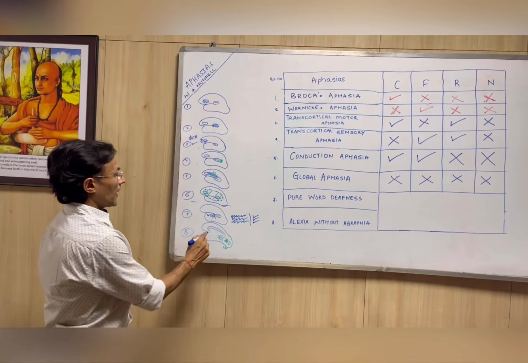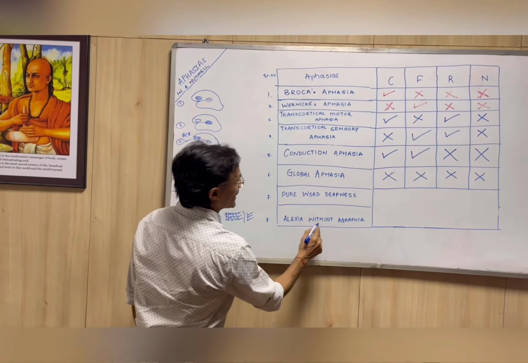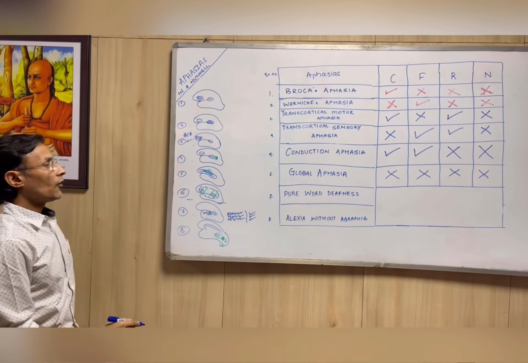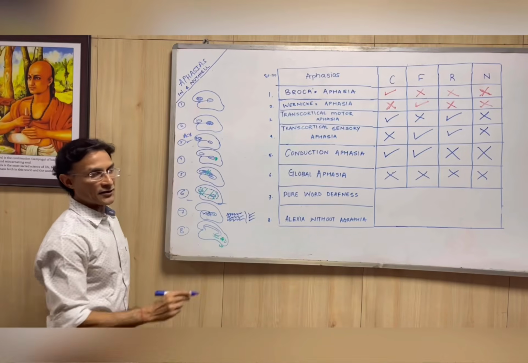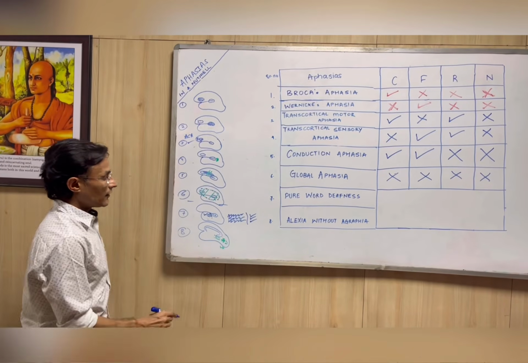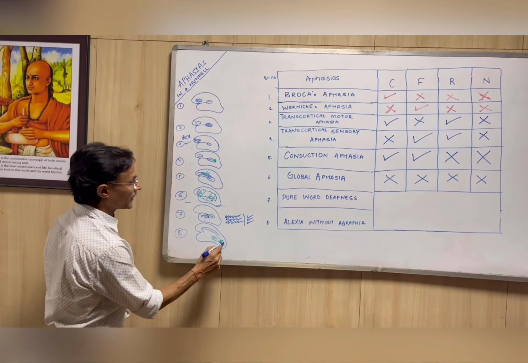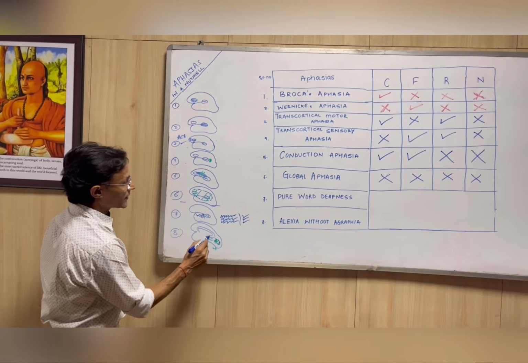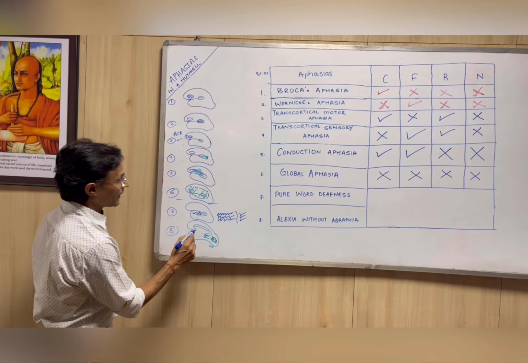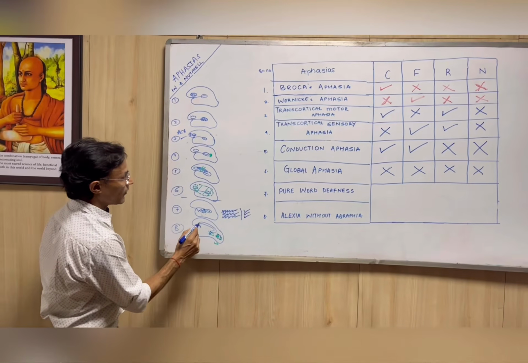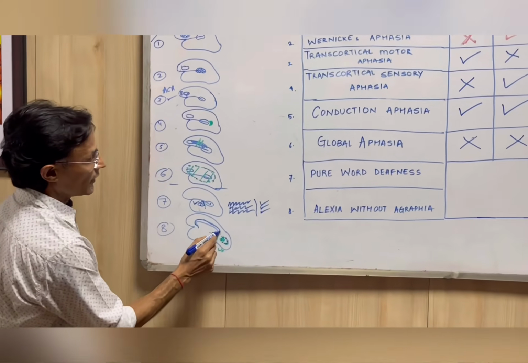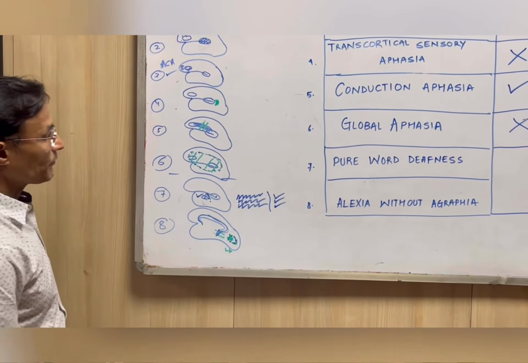Lastly, another is alexia without agraphia, or pure word blindness. Here, in the left dominant hemisphere, the lesion is in the occipital cortex and in the splenium of the corpus callosum. I have drawn the corpus callosum, the genu, the isthmus, and the splenium of the corpus callosum.